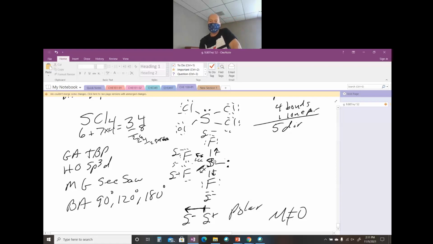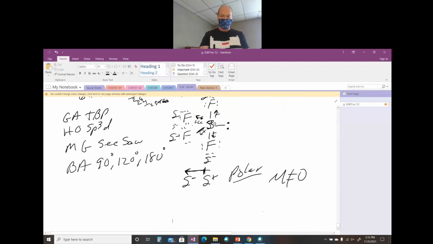Anytime you have one lone pair, it is going to be polar 100% of the time. If you have more than one lone pair, it may or may not be polar. If there are no lone pairs on the central atom and you have the same atom surrounding it, then you will be a nonpolar molecule. It will be completely symmetrical.